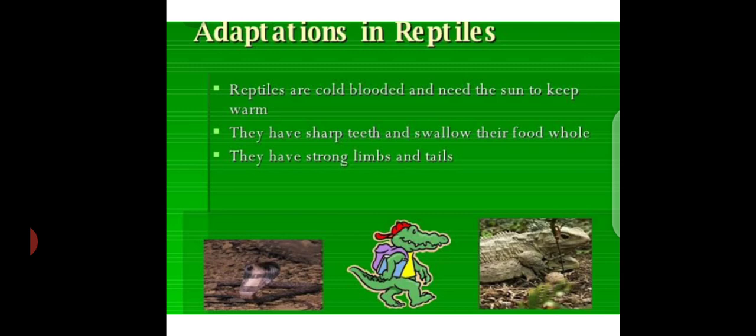Now, let's take another one, which is reptiles. Reptiles are cold-blooded animals and need the sun to keep warm. They have sharp teeth and swallow their food whole. They have strong limbs and tails.